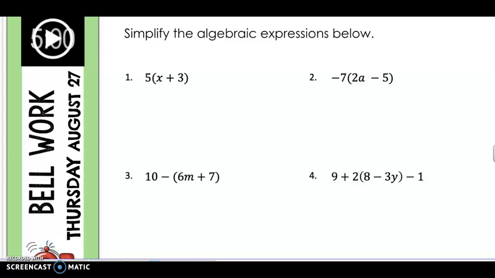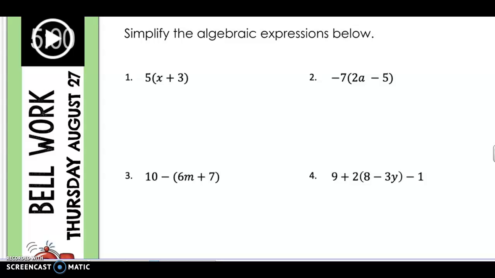All right, today we are simplifying more algebraic expressions, but this time we are using the distributive property. We haven't learned about the distributive property in class yet, but we will use it a lot this year in algebra. So this is kind of a preview to what the distributive property is and how we can use it.